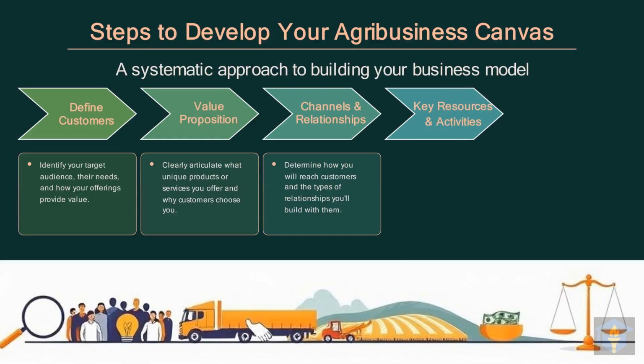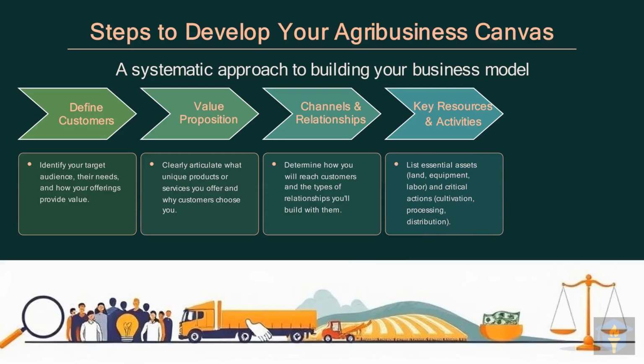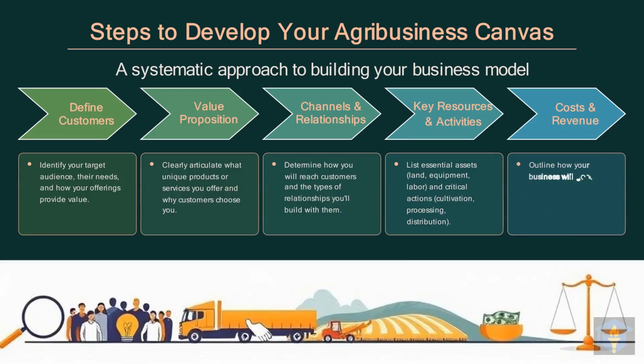Identify your key resources and essential business activities required for operations. List critical assets like land and equipment, plus actions like cultivation and distribution. Finally, outline your cost structure and revenue generation model comprehensively. Detail how your business will generate income and what major expenses will be involved.